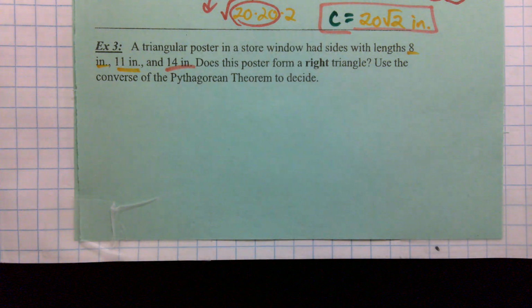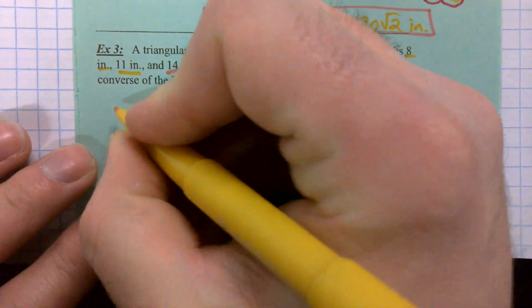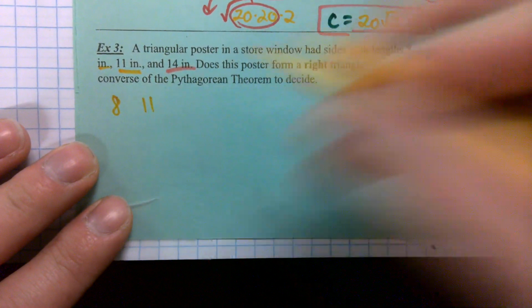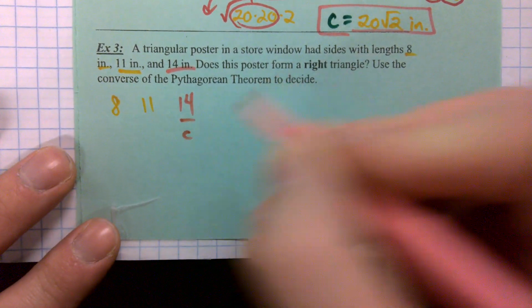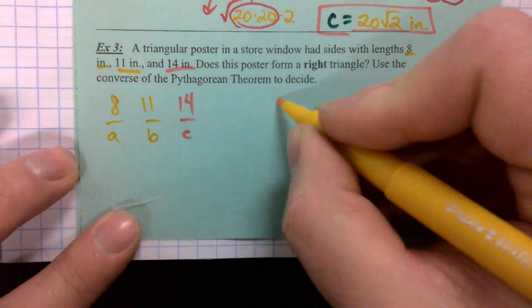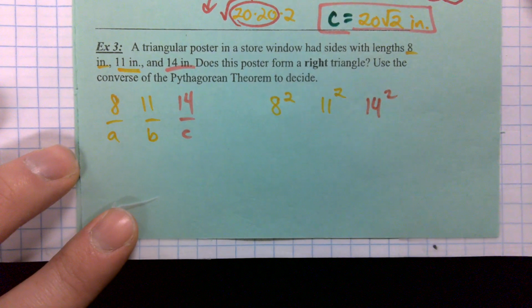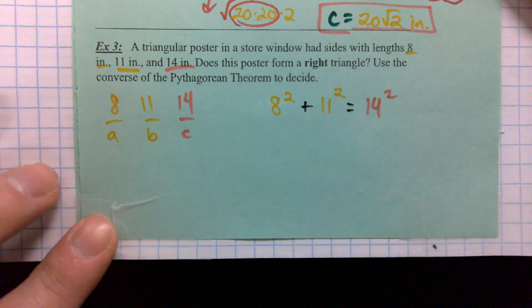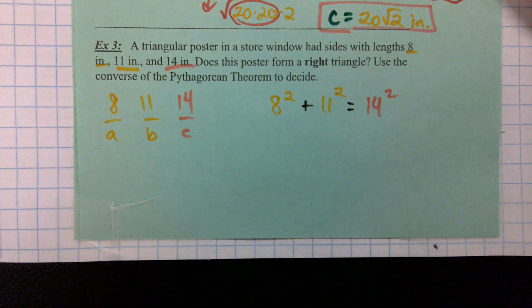14. Why do you say 14? Because what? There you go. It's the biggest number. So I've got 8, 11, and 14. My largest number always needs to be my C. We can call the other 2 numbers A and B. So 8 squared plus 11 squared equals 14 squared. With the converse of the Pythagorean theorem, we're looking for either a true statement or a false statement.